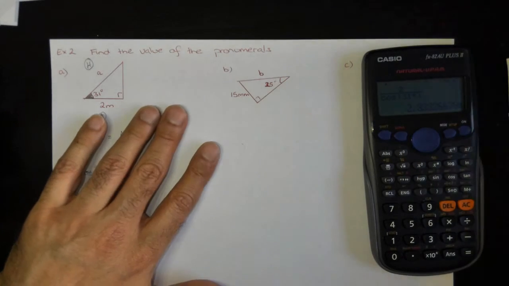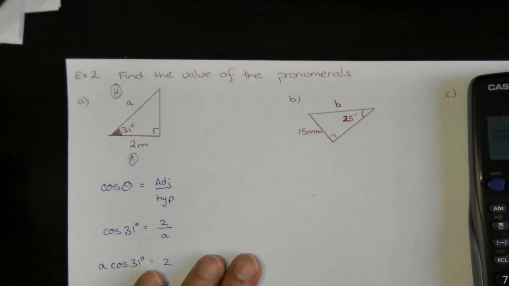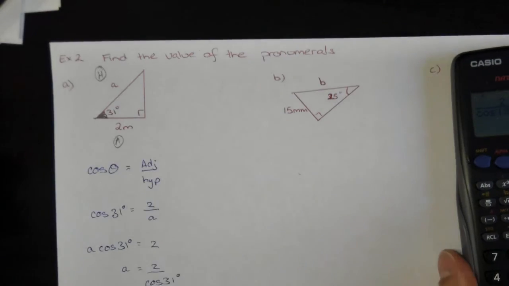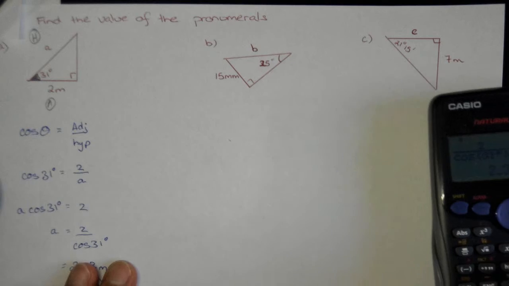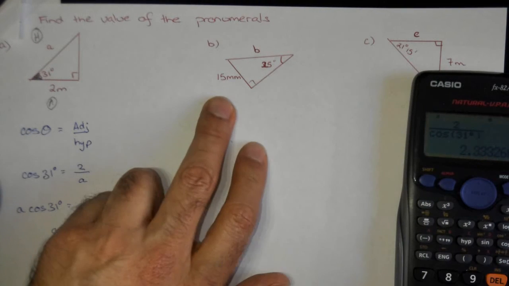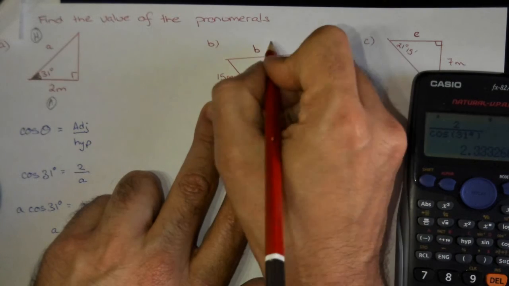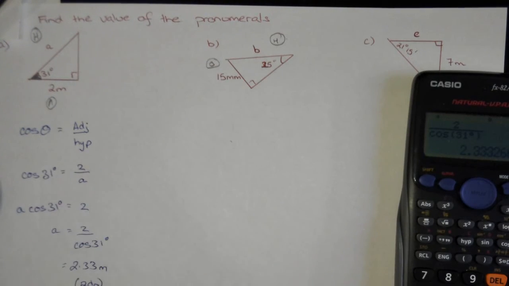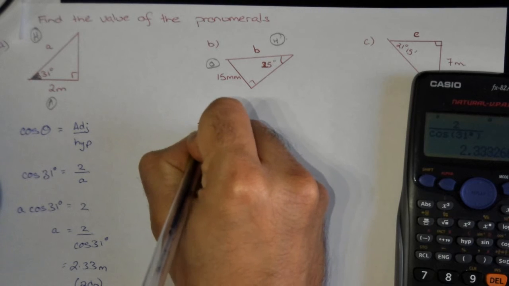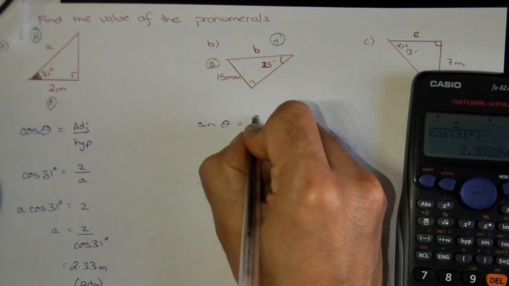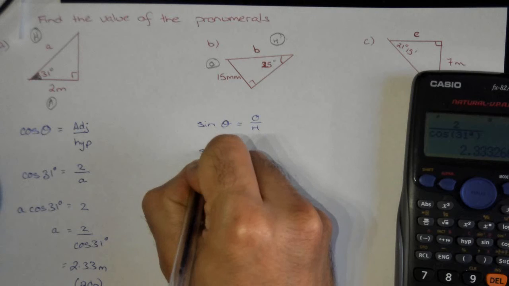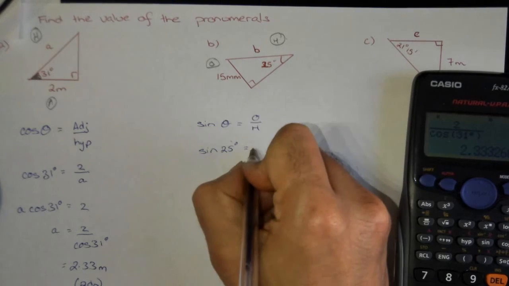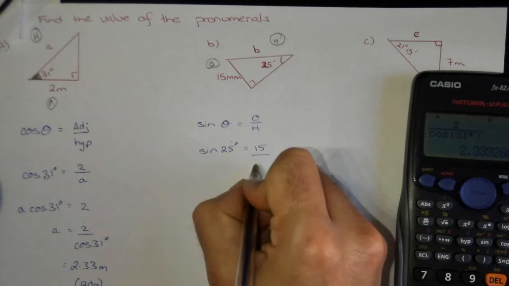Okay, here we have the hypotenuse, and we have the opposite. So OH, we have sine. So sine theta equals O over H. The degree is 25. The opposite's 15 millimeters, and the H is B.